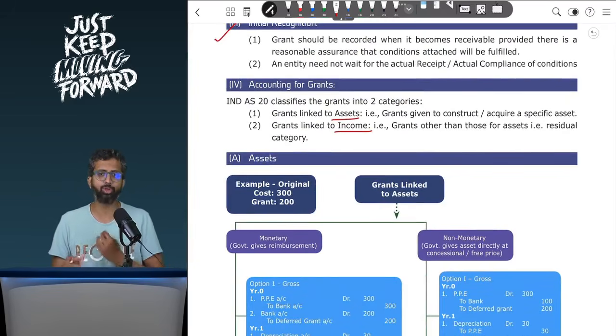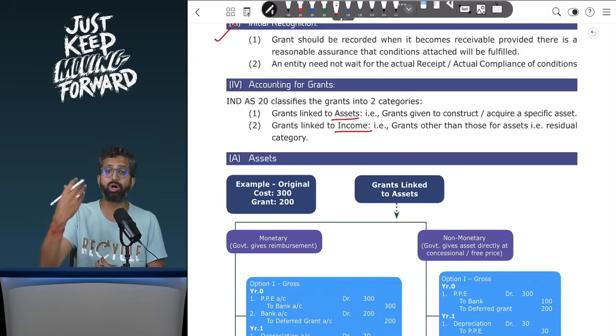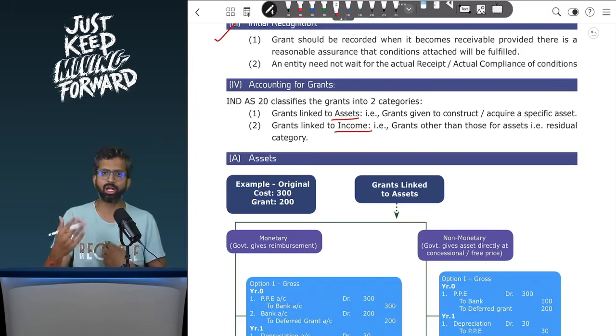Now, we try to understand the accounting for grants linked to asset, like the example that we had discussed. For the electric vehicle, a car, let's say Tata Nexon EV, this is an example of a grant linked to asset because it is linked to the acquisition of a specific car, and hence it will be covered under Ind AS 20, grant linked to assets. So when the grants are linked to assets, they can be of two types. They can be monetary grants where the government gives you a reimbursement, or non-monetary grants where the government gives you the asset itself at a concessional price. Irrespective of whether it is monetary or non-monetary, the accounting remains the same.